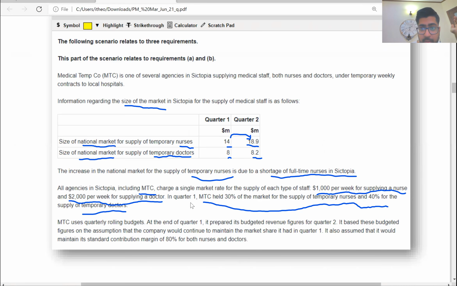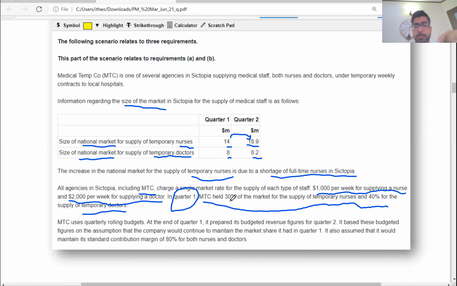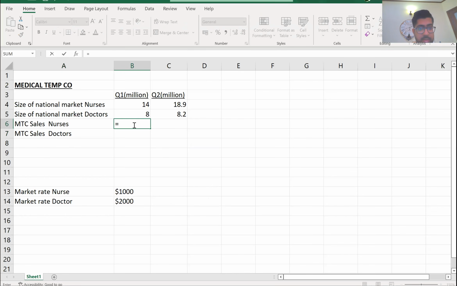In quarter one, it's only talking about quarter one, right? No information about quarter two. In quarter one, MTC held 30% of market for nurses. Now, what is the overall national market of nurses in quarter one? It's 14 million. That's the national market. MTC held 30% of the market for nurses. So in quarter one, MTC's sales in nurses is going to be size of national market 14 million into 30%, 4.2 million.